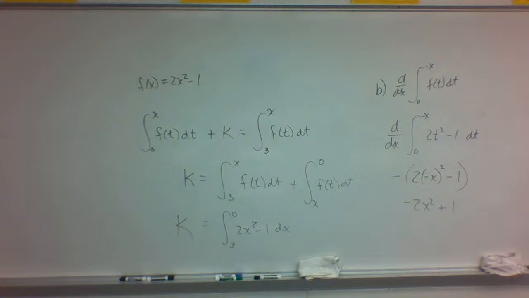11 says, use the trapezoid rule with n equals 4 to approximate the value. And it's an integral. If you know how to use Riemann sums when you're looking at an integral, it should be easy.